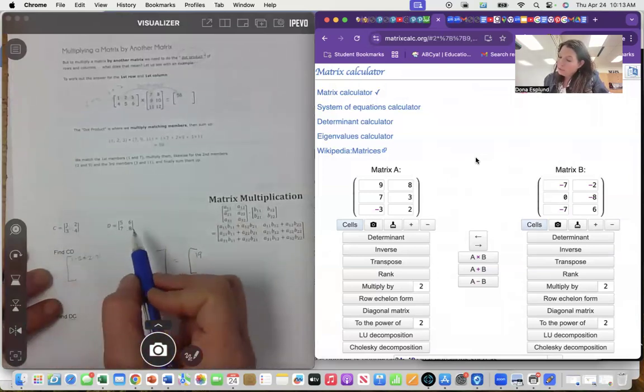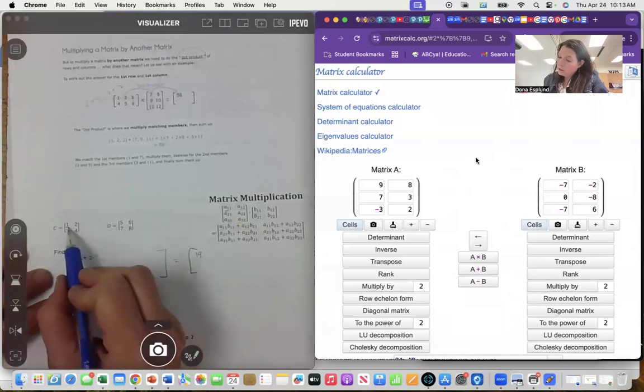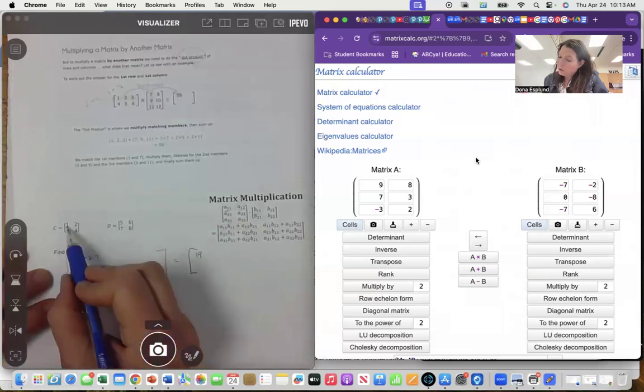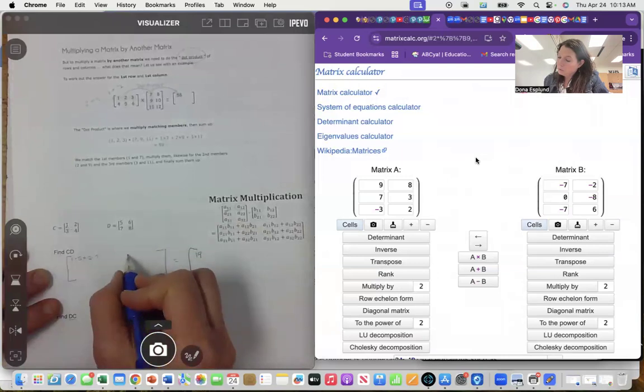So on the next one, I'm going to take this one. So my next column would be 1 times 6. So it's going to be 1 times 6 plus then 2 times 8.